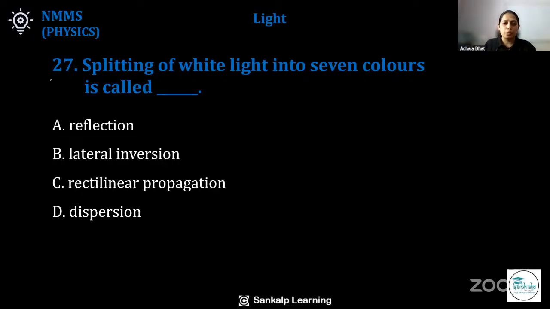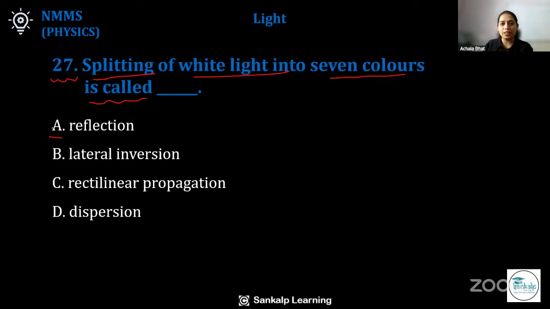Let us see question number 27 of NMMS Physics chapter Light. Splitting of white light into seven colors is called. In the previous question, we discussed that white light splits into seven colors, VIBGYOR colors, right? Now, this phenomenon of splitting of white light into these seven colors is called, option A, reflection.